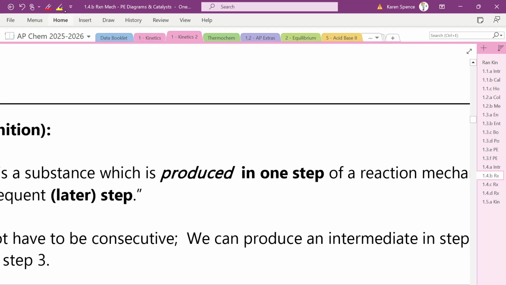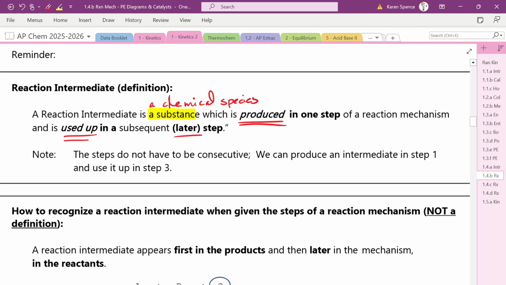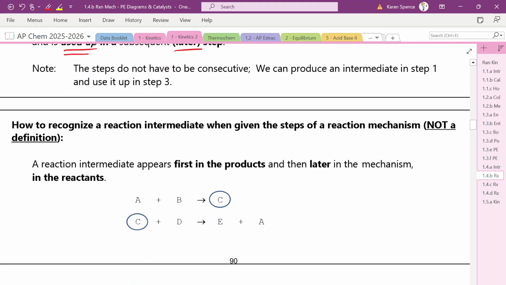Okay, hopefully you remembered, it is a substance or a chemical species which is produced in one step and then used up in a later step. The steps do not have to be consecutive. For example, you could produce an intermediate in step 1 and use it up in step 3. It doesn't have to be the step right afterwards. How do you recognize an intermediate?